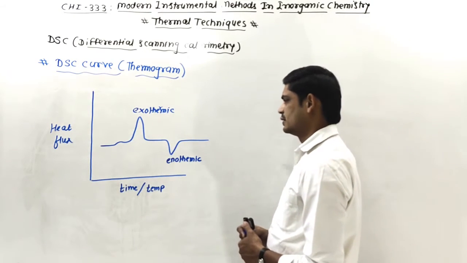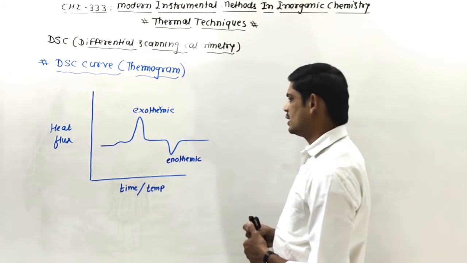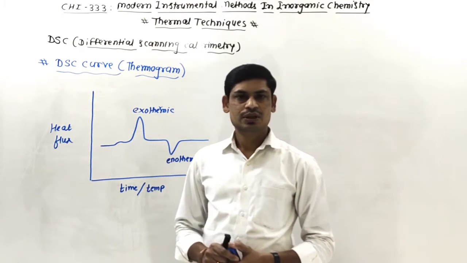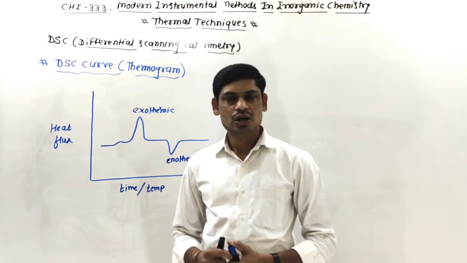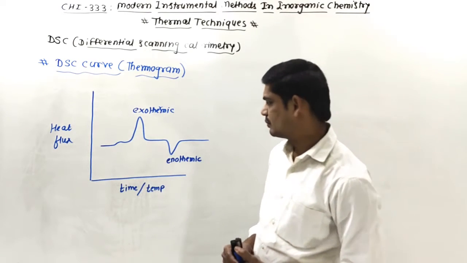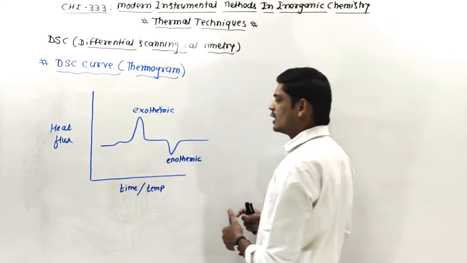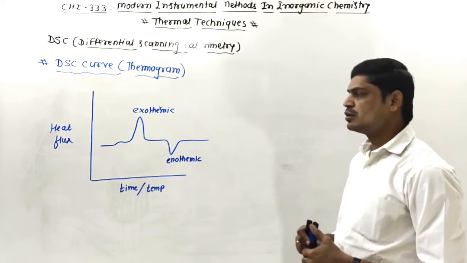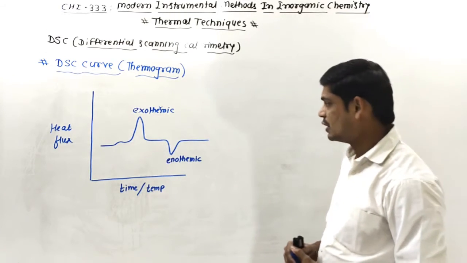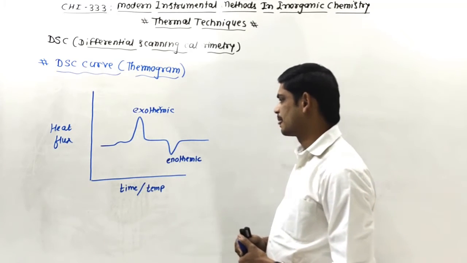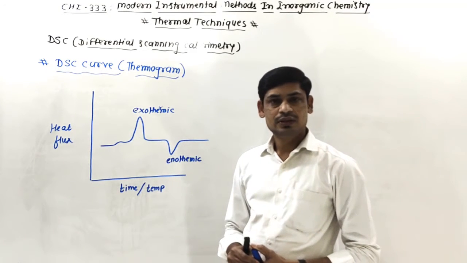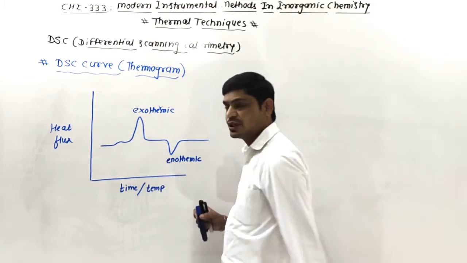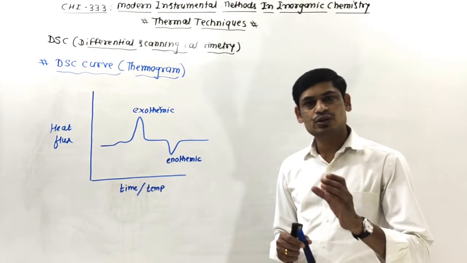Second thing is that the area under the peak is directly proportional to the heat absorbed or heat evolved during the transformation. And therefore, from the area under the peak, we can determine the amount of heat absorbed or amount of heat released during the corresponding process. Next thing is the height of the peak. Height of the peak is also one of the characteristic properties, and it corresponds to the rate of the reaction.